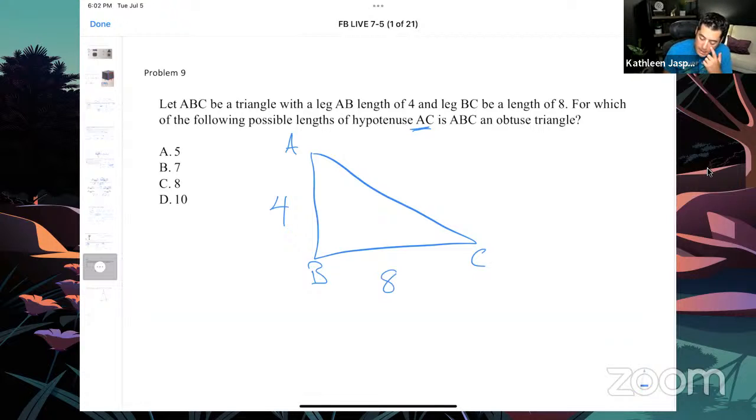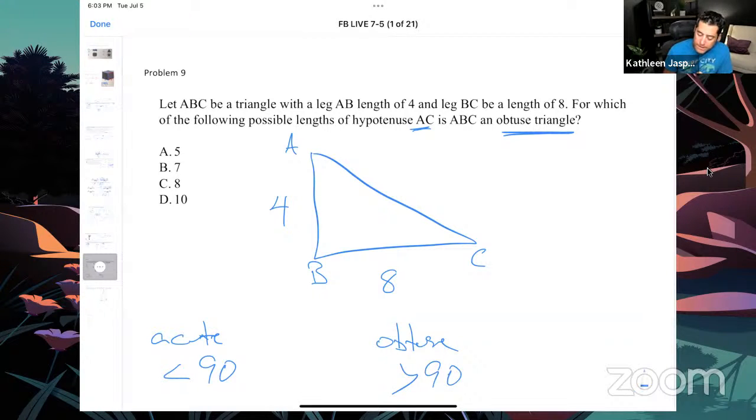And then I need to get an obtuse triangle. Very important here: what is an obtuse triangle? Acute and obtuse are our two terms. Acute is less than 90 degrees, and obtuse is greater than 90 degrees, okay? So I need to know that it's greater than 90 degrees.